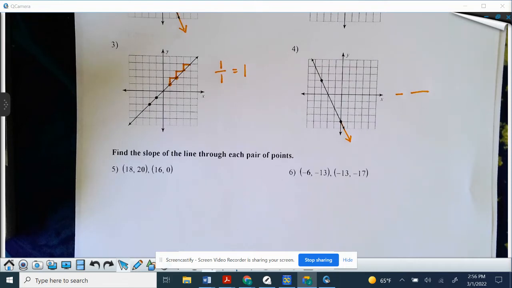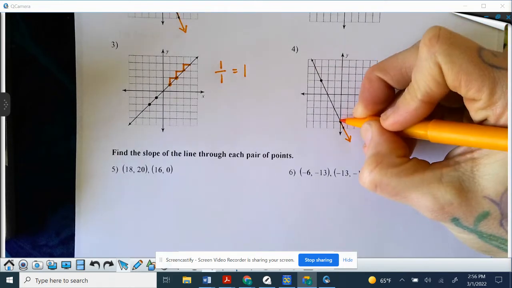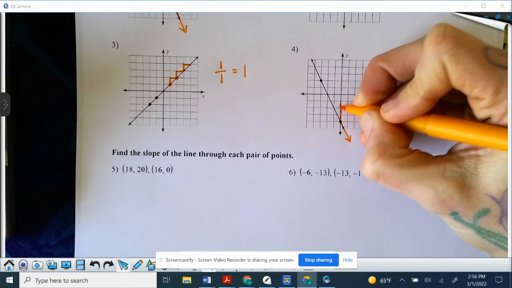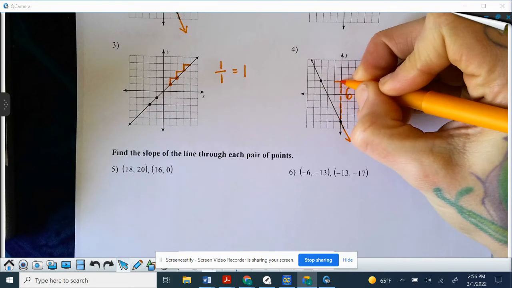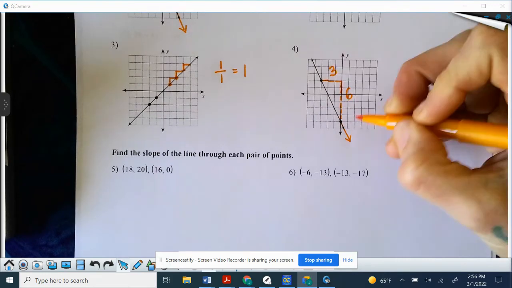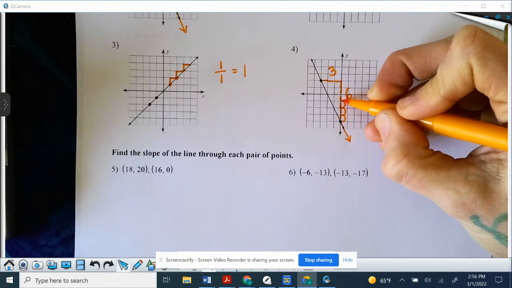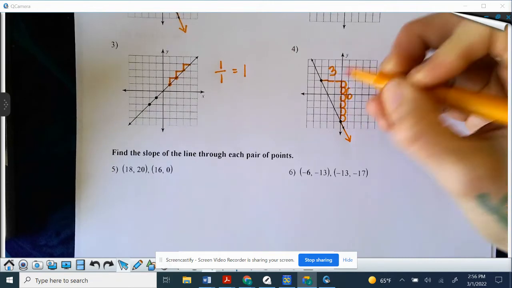You're not making progress. So from dot to dot, I have 1, 2, 3, 4, 5, 6. A rise of 6. Run of 1, 2, 3. Run of 3. And I'm going to count it one more time. So 1, 2, 3, 4, 5, 6. Run of 3, 1, 2, 3.